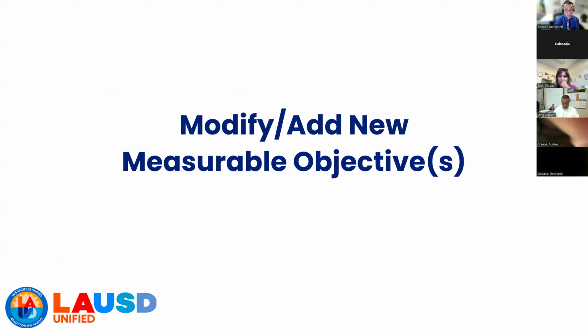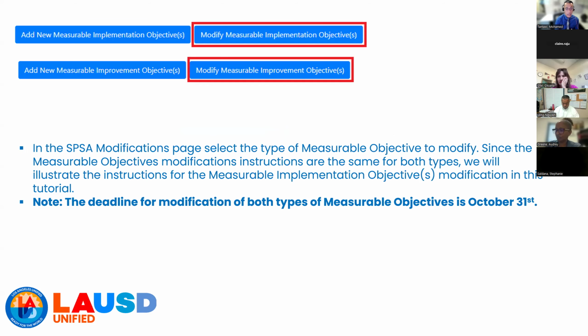Now, the next part of the modification is the measurable objectives section. Your modification may involve a revision to an existing measurable objective that was developed in the original SPSA, or the creation of a new measurable objective. It is important to note that schools are not required to add or modify existing measurable objectives.